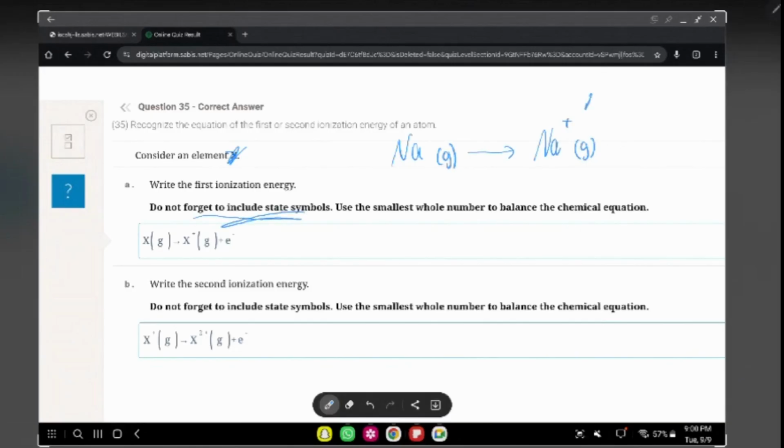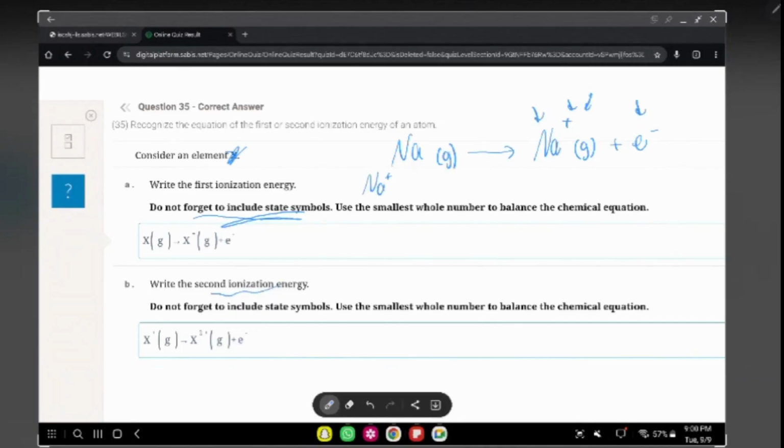Now you made it plus. What does it release along with it? You have to release the electron to balance both sides of the charge. Okay, so that's the first ionization. But let's say I decided this Na plus, I want to remove one more. Let's do a second ionization. How do you do it?